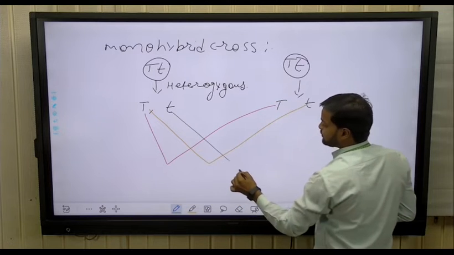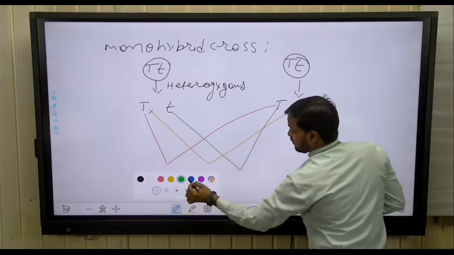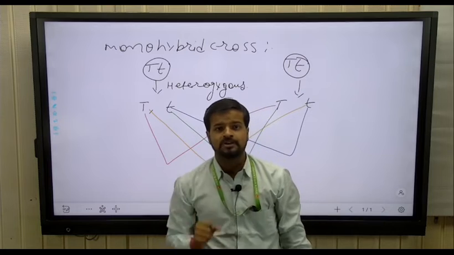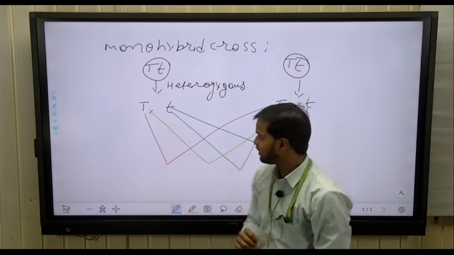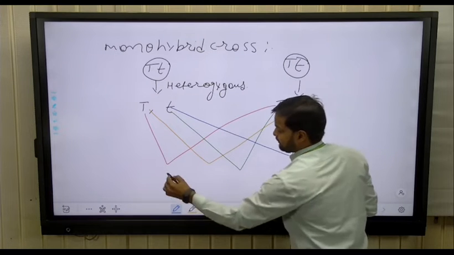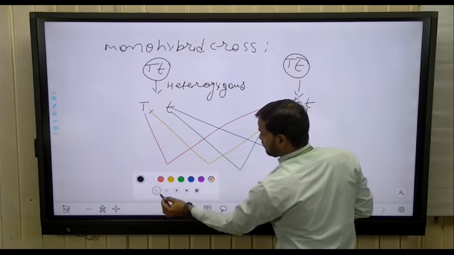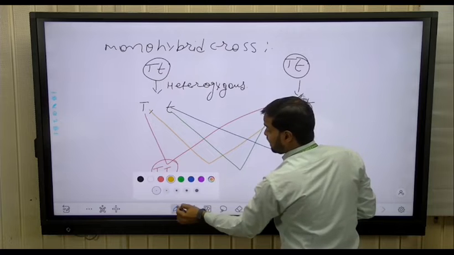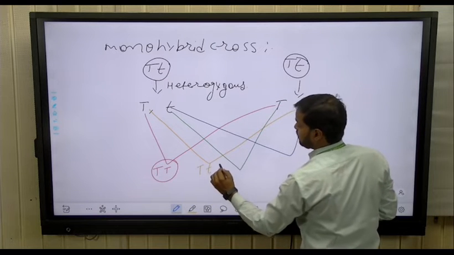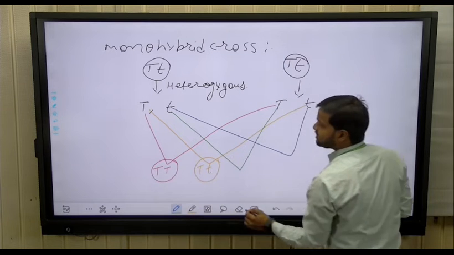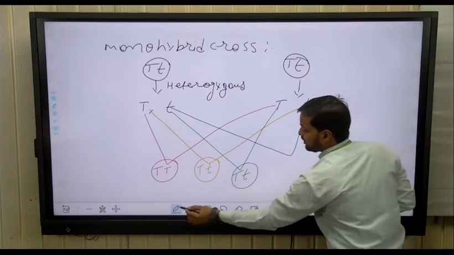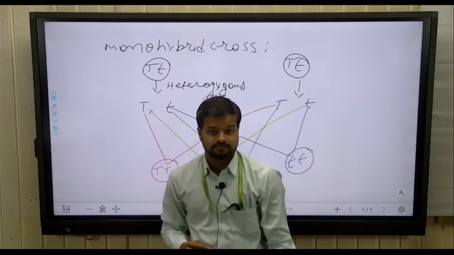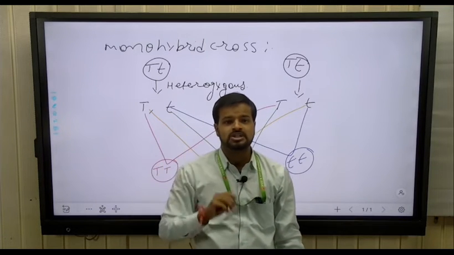By green, small t to capital T. By blue, small t to small t. That means we obtain 4 progeny in the F2 generation. What is the genotypic composition here? The first genotypic composition is capital T, capital T. The second is capital T, small t. Another is capital T, small t. And another is small t, small t. That means in the monohybrid cross, we obtain 4 progeny in the F2 generation.